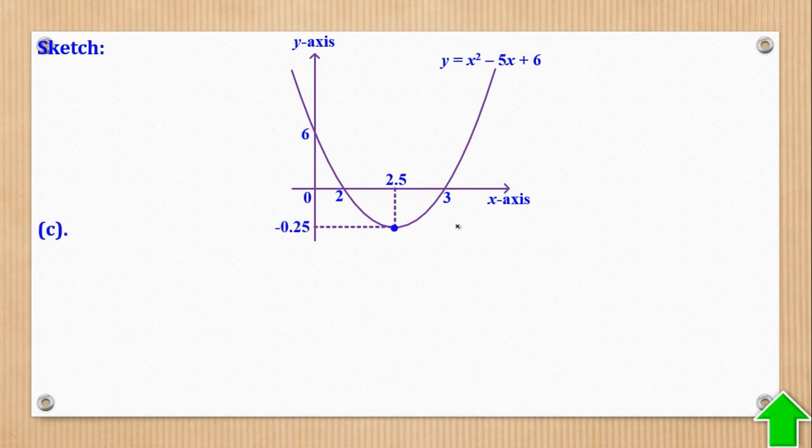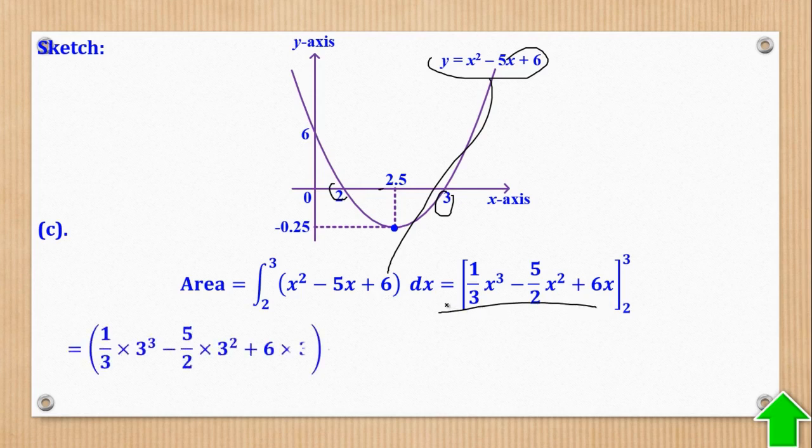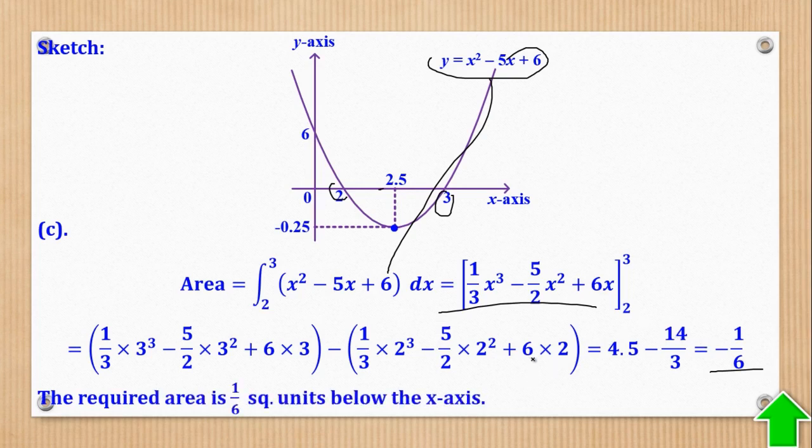Then they also wanted you to get the area. So area will be equal to integrating from 2 to 3 of this curve. When I integrate, I come up with this, substitute the limits, and use the calculator to get the answer. So it's a negative, meaning that the area is below the x-axis.